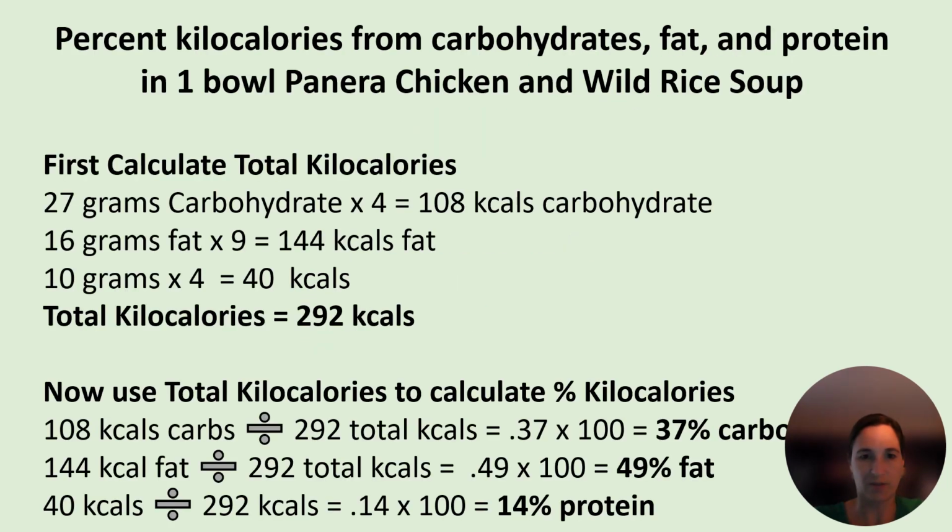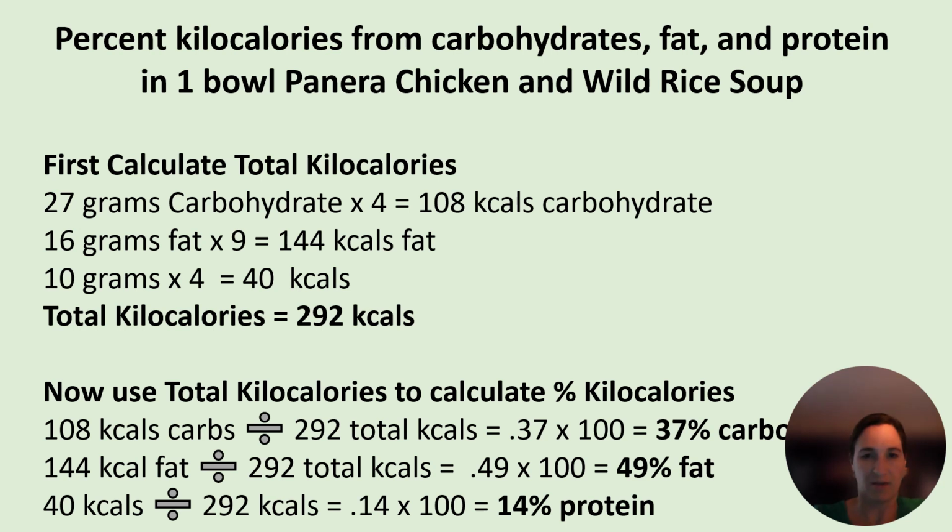So we're going to do exactly what we did in that last example, because we first need to calculate the total number of kilocalories from each of these things. So 27 grams of carbohydrates times 4 equals 108. I told you there were 16 grams of fat in this meal. We multiply fats by 9, we get 144 kilocalories of fat, and then 10 grams of protein. We multiply that by 4, and we get 40 kilocalories. So total, we get 292 kilocalories.